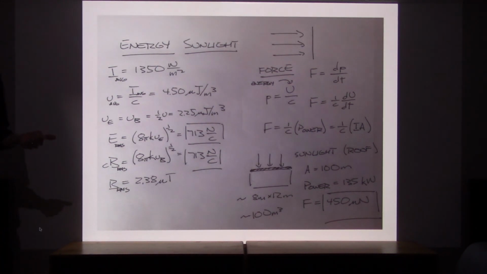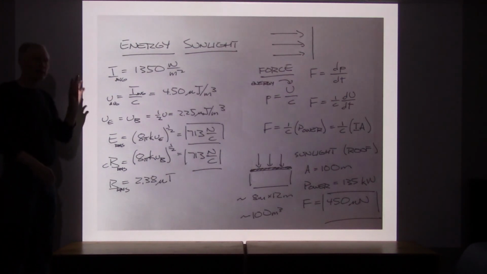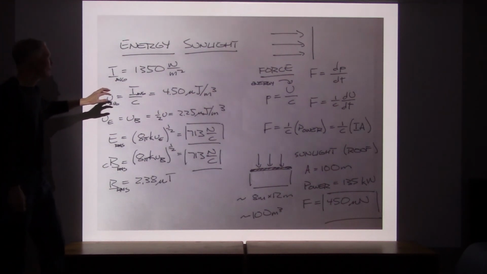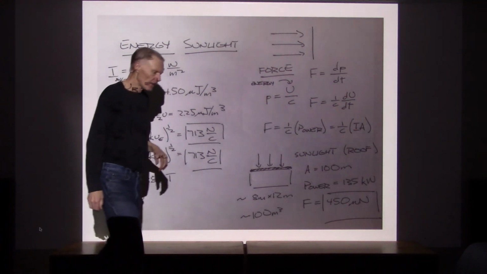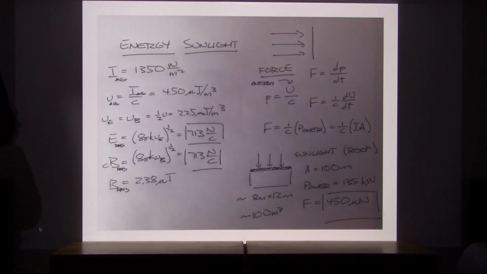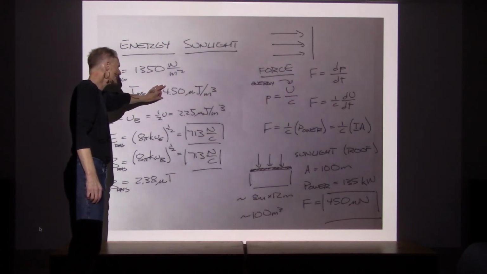So we've seen this before: peak versus RMS, factors of square root of 2, and average versus peak, factors of 2. So I've calculated the energy density of the sunlight coming in, and that's 4.50 microjoules per cubic meter. And again, you're going, really? It's a nice sunny day. Isn't there more energy in the sunlight than this? But there's not much in each cubic meter.